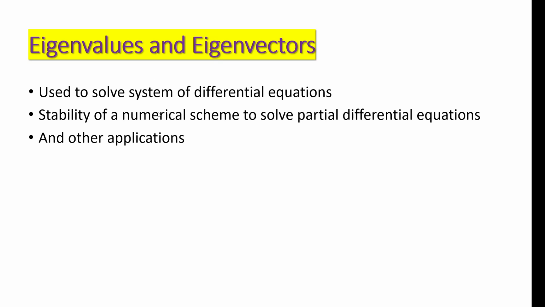Eigenvalue and eigenvector here are actually used to solve systems of differential equations. The stability of the numerical scheme to solve the differential equation we'll learn in chapter 8, but your syllabus is only one single differential equation, not a system. Eigenvalue and eigenvector are also used in finding the stability of the numerical scheme to solve your PDE, which is the last chapter, chapter 9, and many other applications.